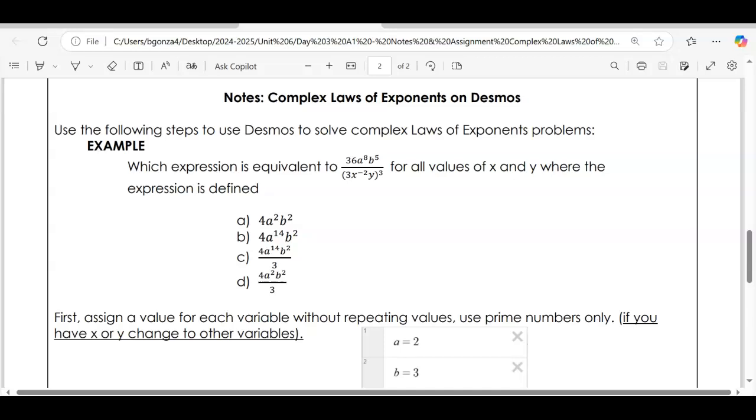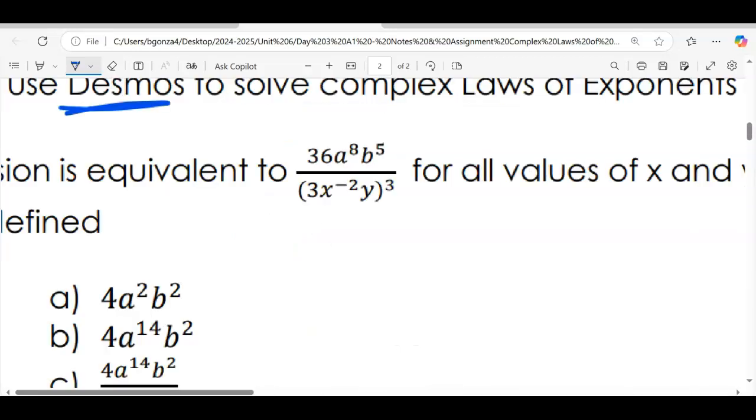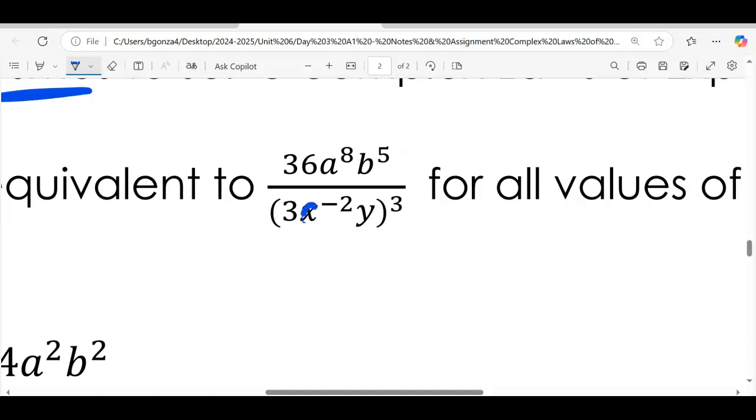Use the following steps to use Desmos to solve complex laws of exponents. What does complex mean? It means it looks like it's a lot of crazy stuff that might look difficult. Does that look difficult? Kinda, right? Now, there's one thing here. There's a typo. This is supposed to be an A, and this is supposed to be a B. Okay, that's a typo.